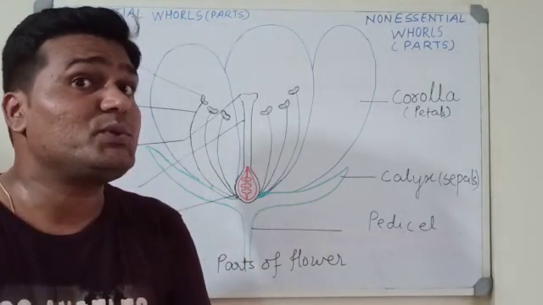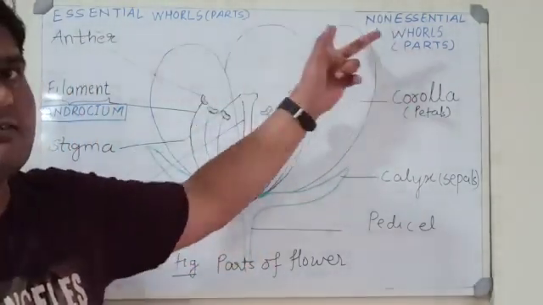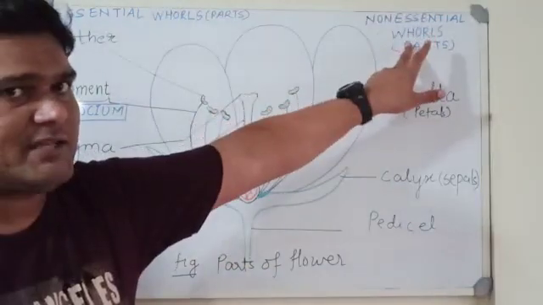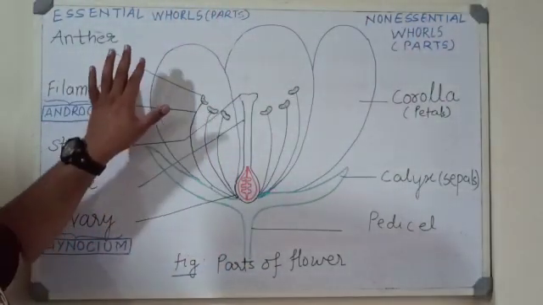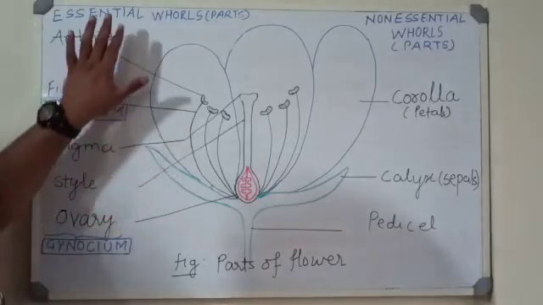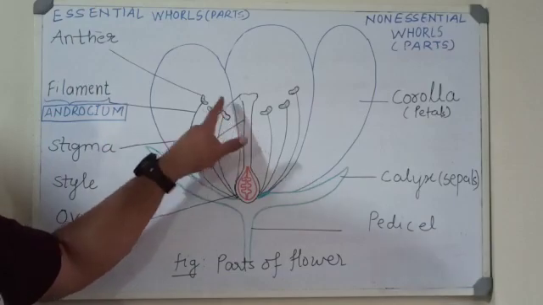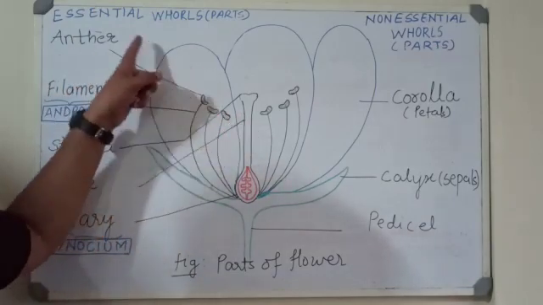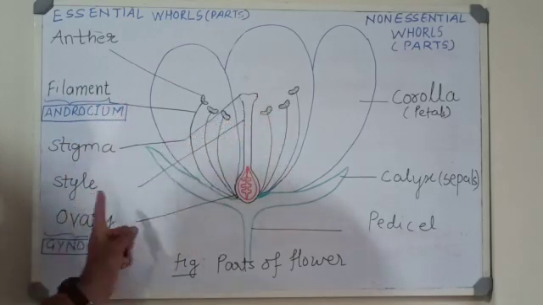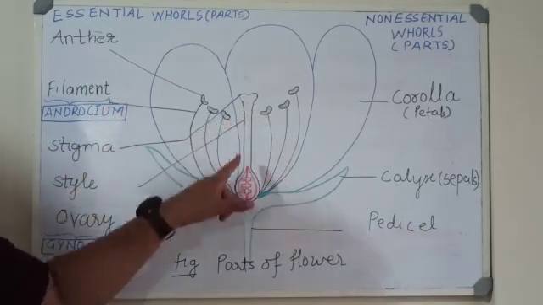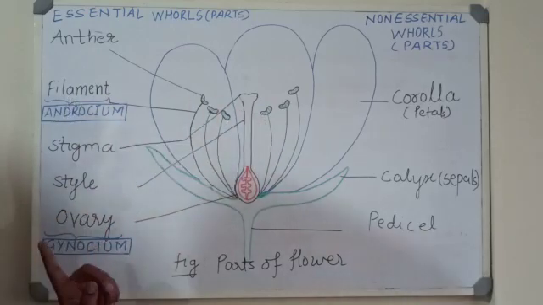If you wish to study the structure of the flower, you should know that there are two different parts of the flower, the essential part and the non-essential part, depending upon the role in reproduction. These are very important for conserving the variety and therefore are known as the essential parts. So the androecium and the gynoecium. Androecium is the male reproductive part which consists of the anther and the filament, and the female reproductive portion, which consists of the stigma, style and ovary, is known as the gynoecium.